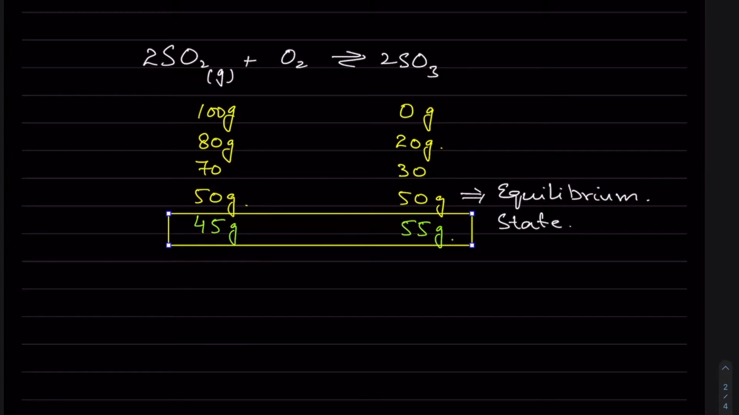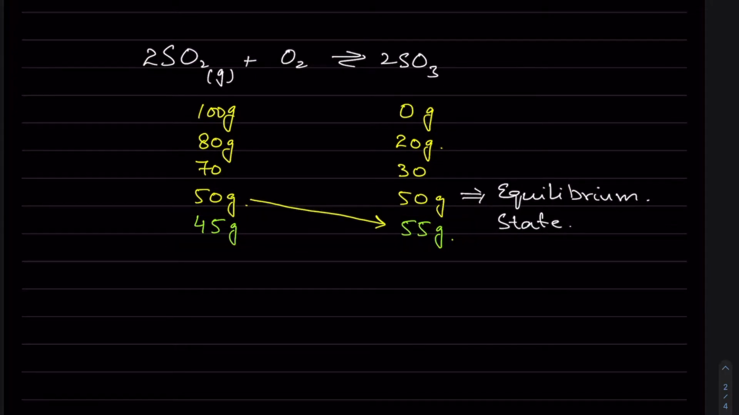But in this case, 55 gram is on the product side and 45 gram is on the reactant side. It indicates 5 gram of reactant moved in the forward direction. So equilibrium is disturbed. To maintain the position of equilibrium, 5 gram of product will decompose back into reactant, so that it is again 50 grams and 50 grams. So again 5 grams is coming back.